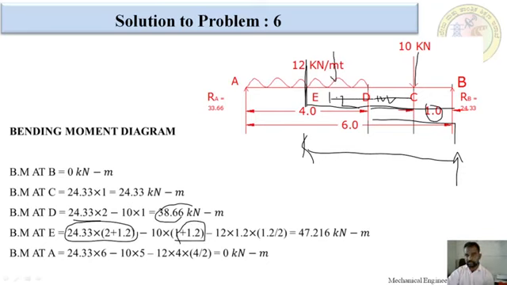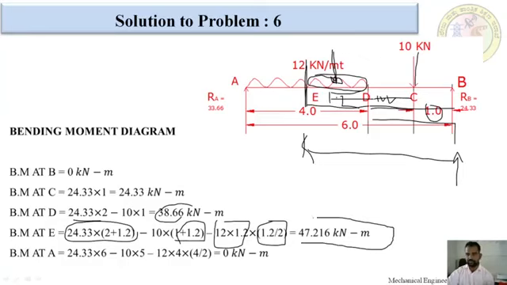We have to convert the UDL into a point load first. 12 into 1.2 we have converted. This is the conversion of the UDL into a point load, 12 into 1.2. We have to assume the center of action, so this distance is 1.2 divided by 2. By calculation we will get 47.216 kilonewton meter. The unit of bending moment is kilonewton meter.